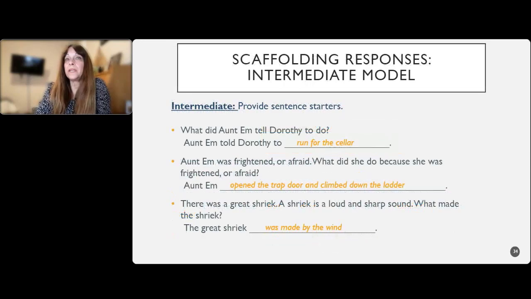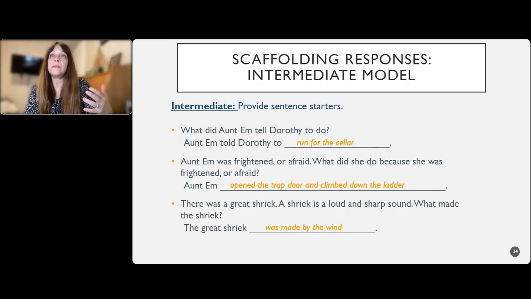Scaffolding responses at the intermediate level. This level of scaffolding is appropriate for English learners with more intermediate levels of proficiency. Mostly sentence starters are used. There are really no word banks. All right, this is something that a transitioning or intermediate level student should be able to do.